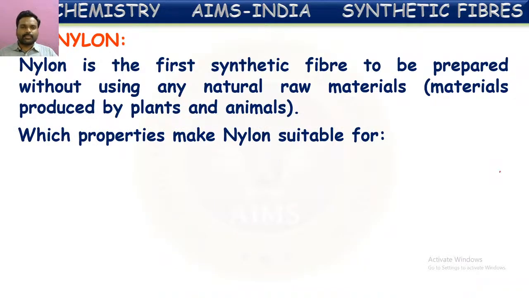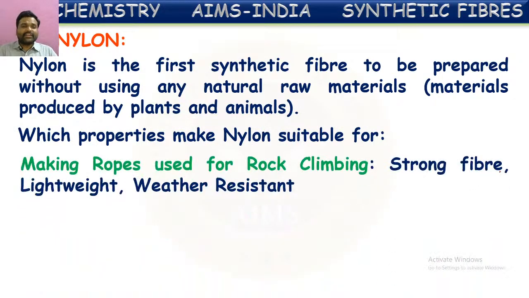So, which properties made nylon suitable for making ropes used for rock climbing? Yes, most rock climbing ropes are made from nylon, because nylon is the strongest fiber among natural and synthetic fibers, and it is light in weight and weather resistant. So these properties made nylon suitable for making ropes used for rock climbing, and even parachute ropes are made from nylon, because it is very strong.